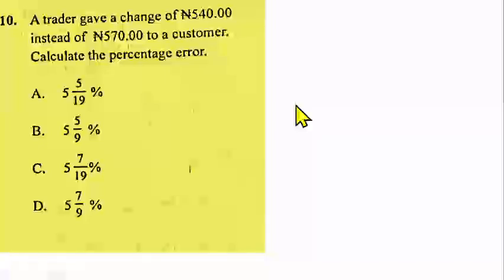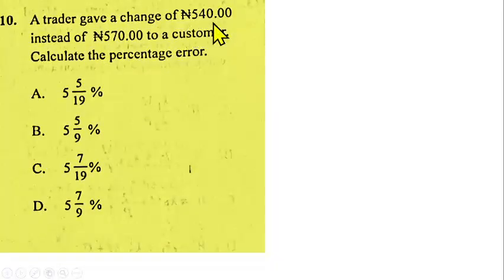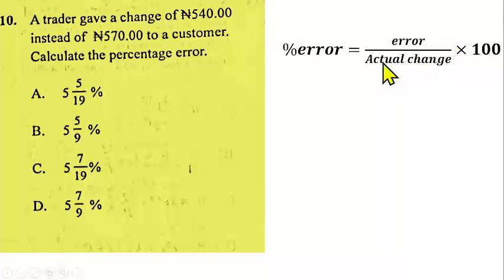Question number 10 is from percentage error. A trader gave a change of 540 naira instead of 570 naira to a customer. We have to calculate the percentage error. So we know that percentage error is error over actual change multiplied by 100. So the first thing to do is to find the error itself.